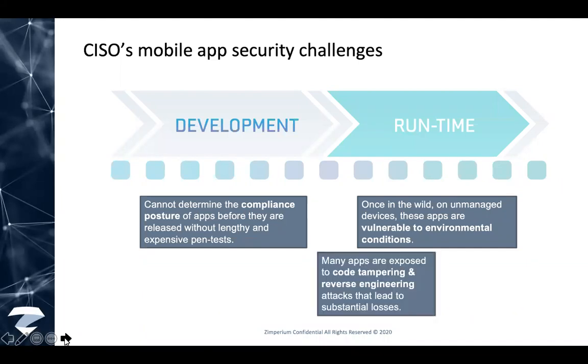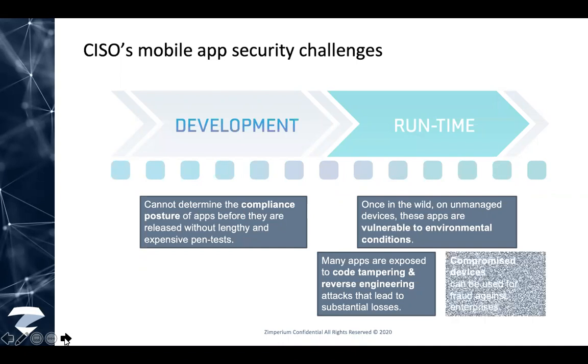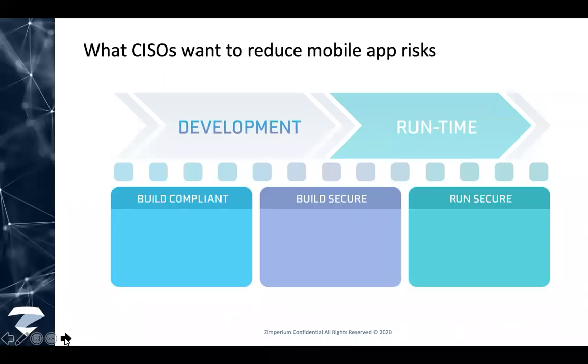Well, what are a couple examples of this? Well, now that it's out in the wild, a lot of these apps are exposed to code tampering, reverse engineering, things on those lines. And a lot of them are also exposed to things like compromised devices or running on fake Wi-Fi networks. So how does the CISO deal with all of this? And what does the CISO actually want? Well, this is what they want.